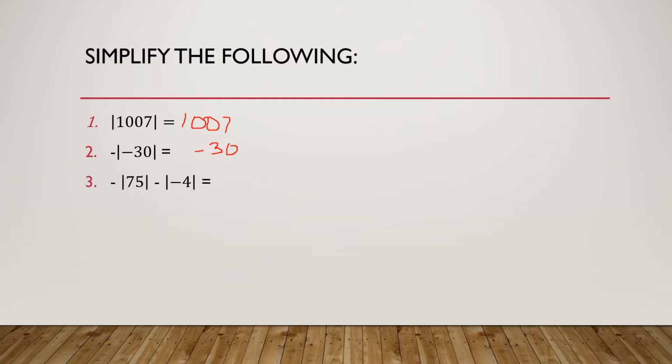negative times the absolute value of 75 minus the absolute value of 4. So we have negative 75, no? Minus 4 equals negative 79. Okay. Why? Because that is what came out.